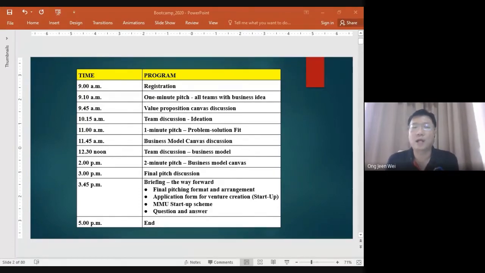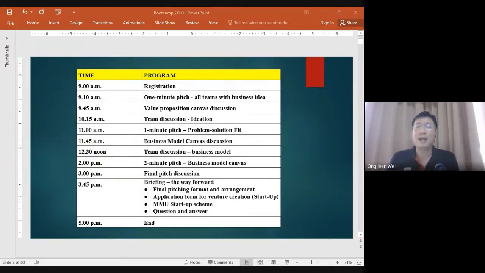I know all of you come with your own idea, but we just need to make sure that your idea is properly matched to what the customer wants. You know who your customer is, etc. Then at 10:15, we will break you into your own small group discussions using Google Meet, and you still need to discuss with your group using the Google Meet link that we have prepared for you. We will inform you of the link later on.